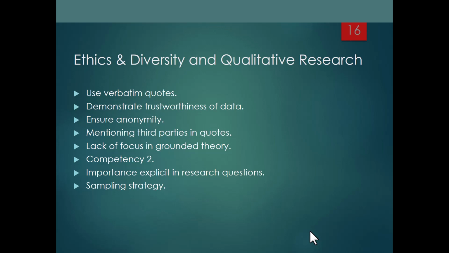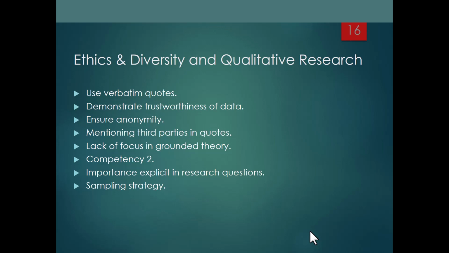So, qualitative research does require that you use verbatim quotes. So this is the only time that we really want you to use quotes verbatim. So if you are doing a qualitative study and you're writing up results, it is totally okay to use as many verbatim quotes in the results section as possible.